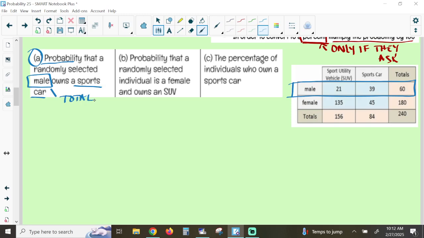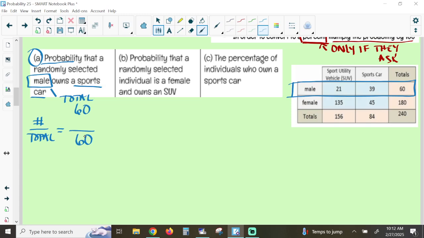So that means our male is going to be our total. What is the total we're going to use? We'll be using 60. That's going to be our total. Now we know it's going to be the number of favorable outcomes over the total. So we need some number over the total, yeah? We know it's going to be 60 on the bottom.